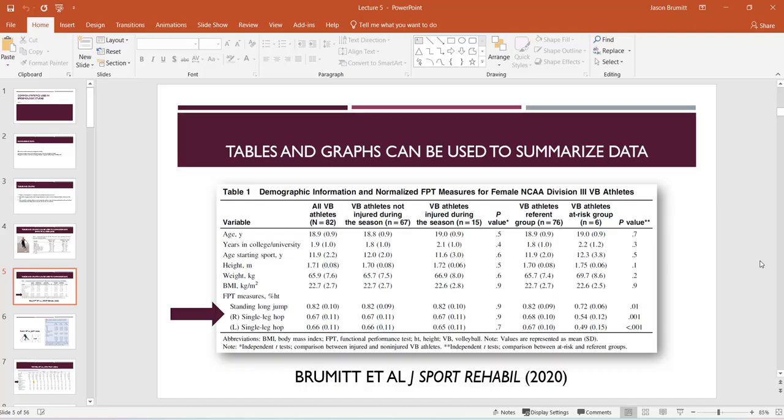Here's something similar that I did with one of my volleyball studies, and presented all the athletes. And then I had a couple of different comparison sections: volleyball athletes who were not injured during the season and volleyball athletes who were injured during the season, looking at them side by side. And when you look at them in this way, there weren't differences. Kind of similar to here.